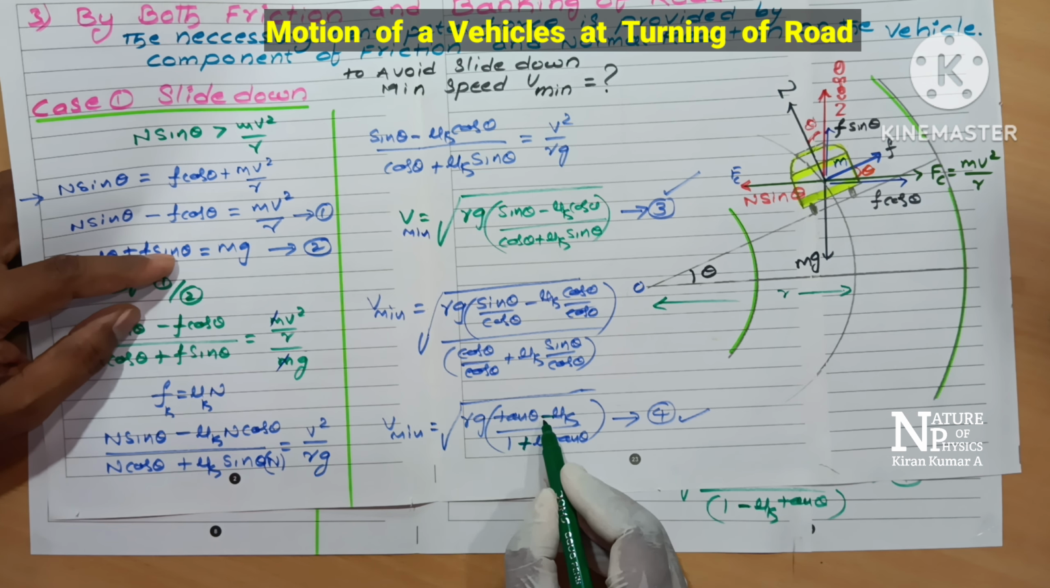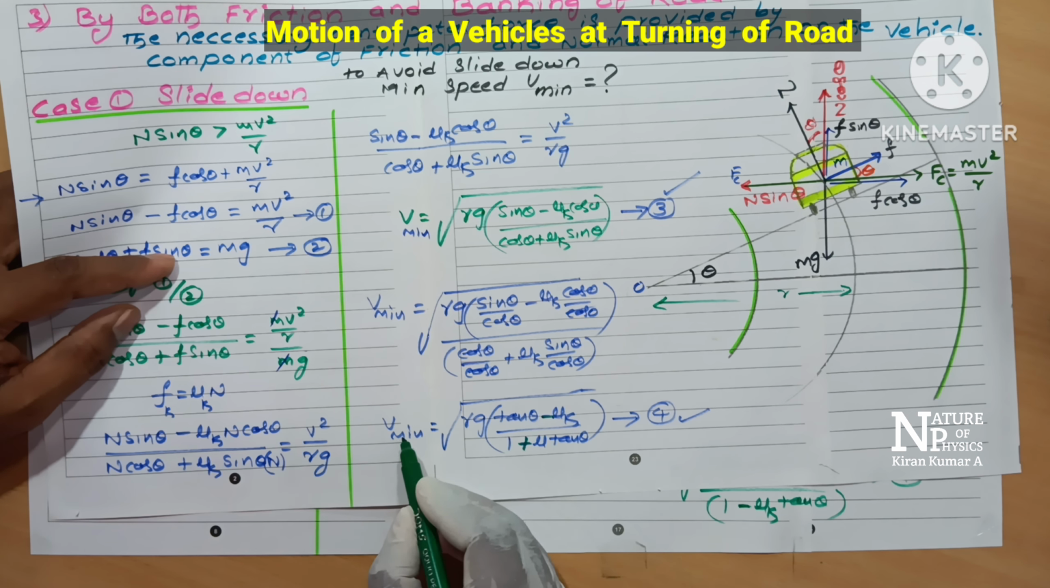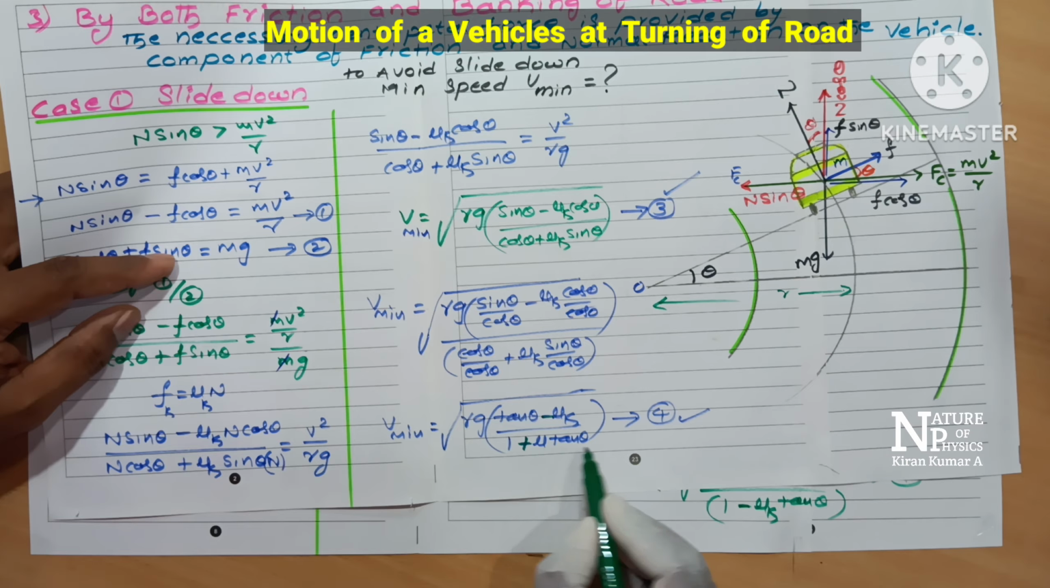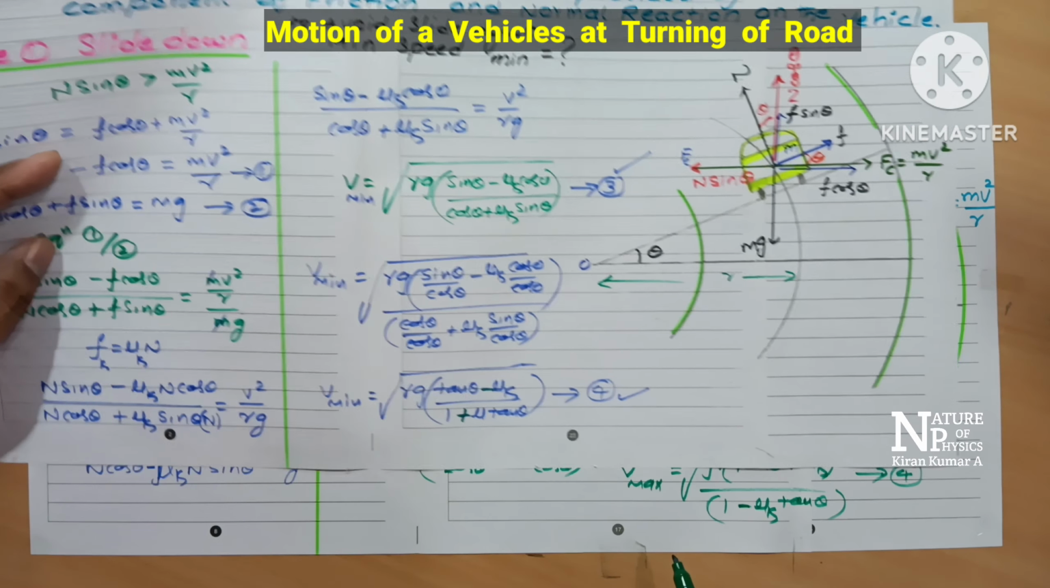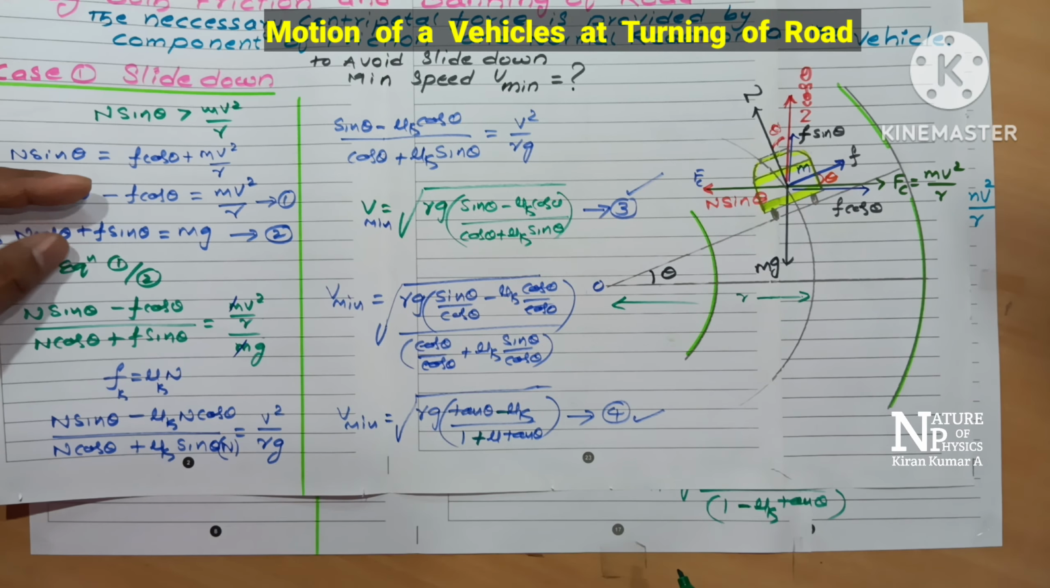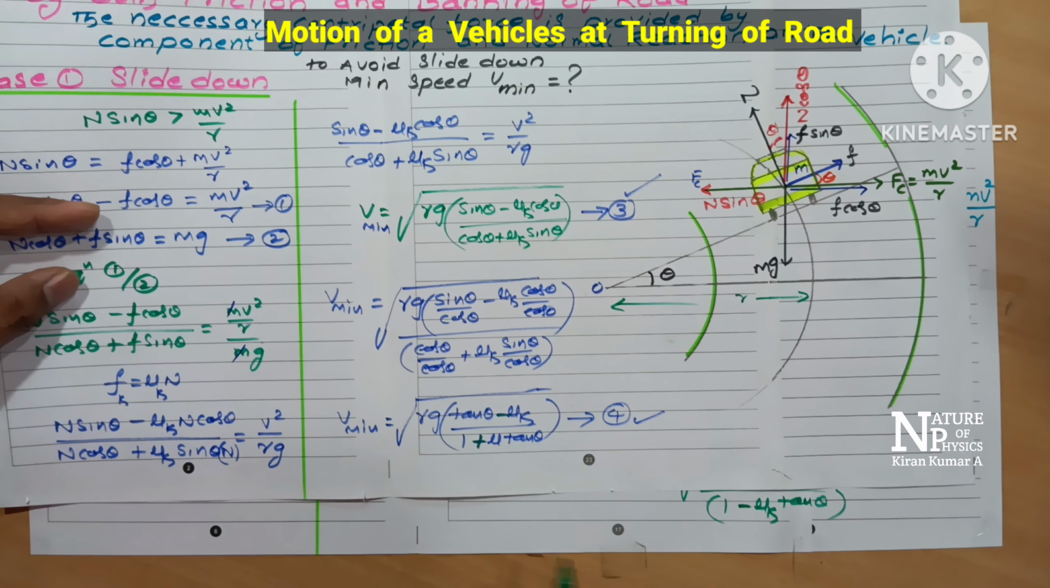See, the numerator is minimum, that's why the velocity is minimum, because velocity is directly proportional to tan theta minus mu k and inversely proportional to 1 plus mu k tan theta, student. This is clear information about both friction and banking of the road. And one more numerical is there.